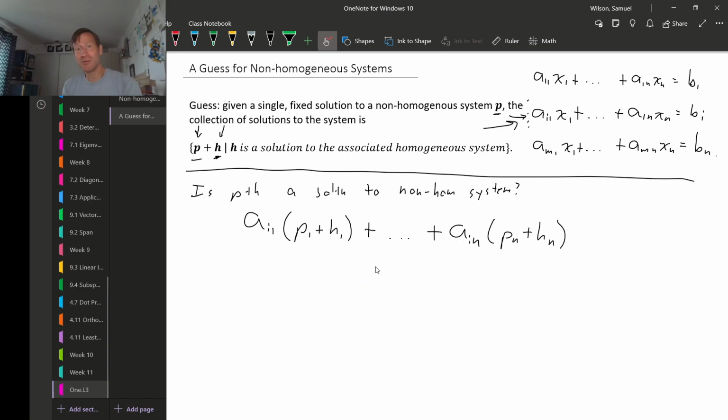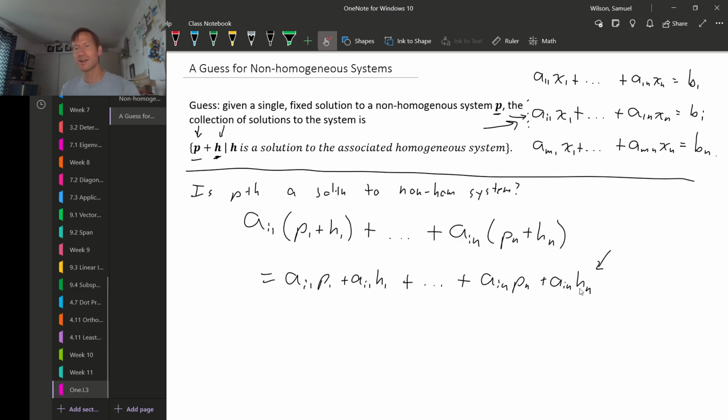So what sort of steps in a calculation could we do? Well, I really only see one option for any sort of algebra we could do to this mess, and that's distribute things. So if we distribute things, we get a_i1 p_1 plus a_i1 h_1, and so on, all the way down to a_in p_n plus a_in h_n. Okay, now what? Well, with a big sum like this, there's sort of two ways to organize it.